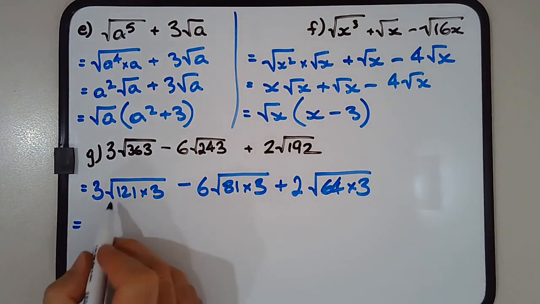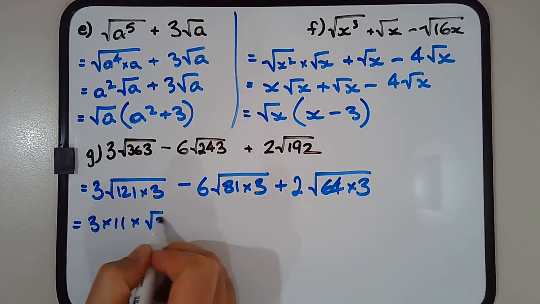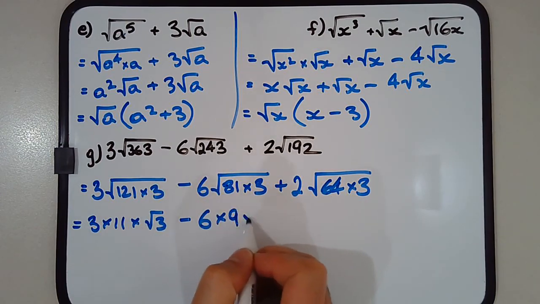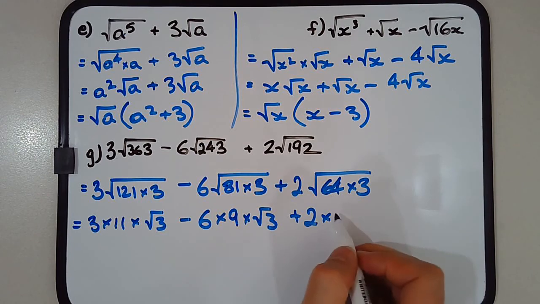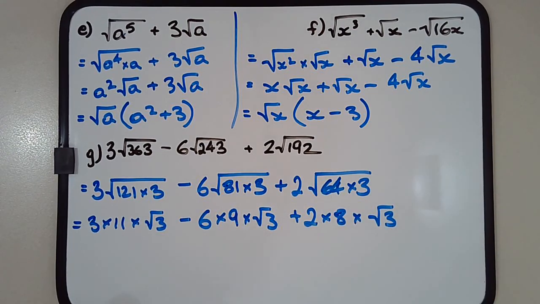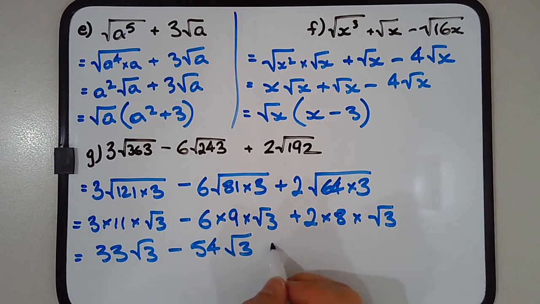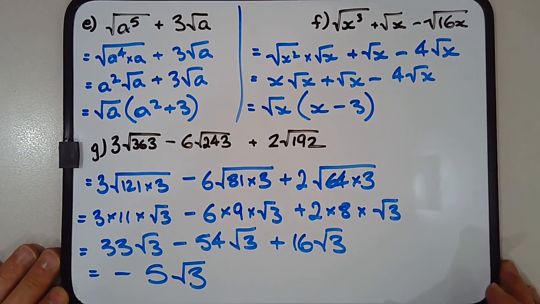Now root 121, that's just 11, isn't it? So that's just 3 times 11 times root 3 minus 6 times root 81 is 9 times root 3 plus 2 times root 64, or square root of 64, is 8 times square root of 3. 3 times 11, 33 root 3, minus 54 root 3, plus 16 root 3, and quickly just adding those up, we get negative 5 root 3 as our simplified answer.